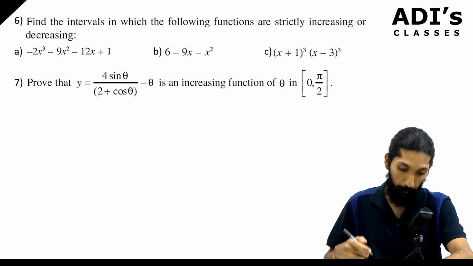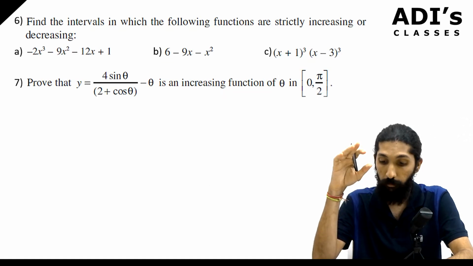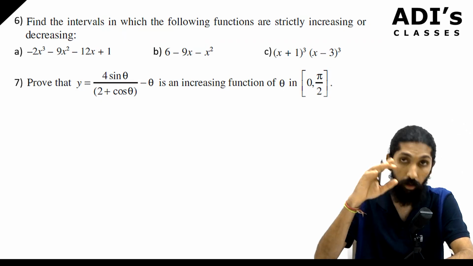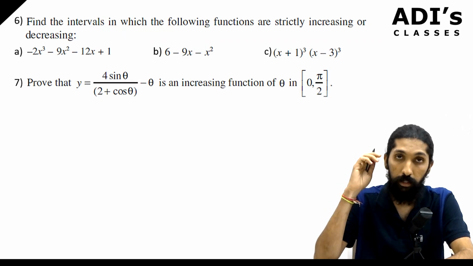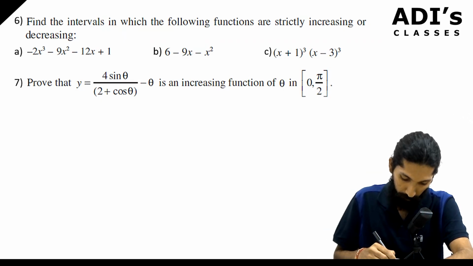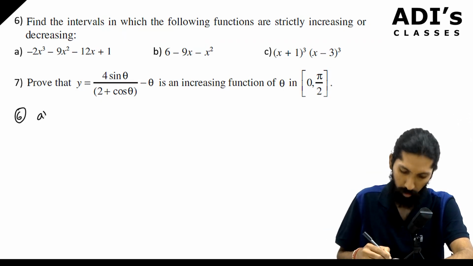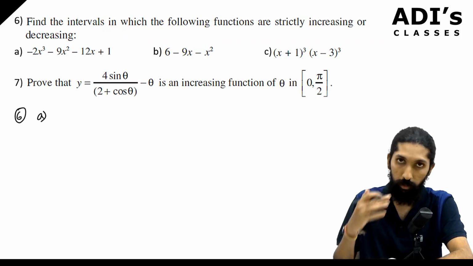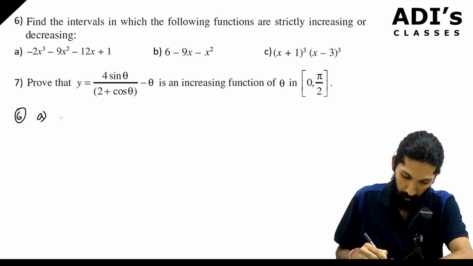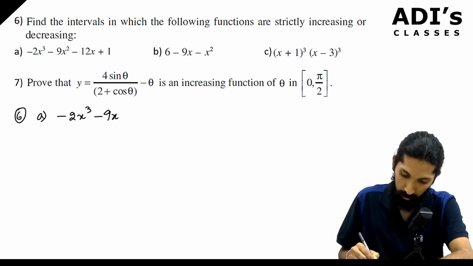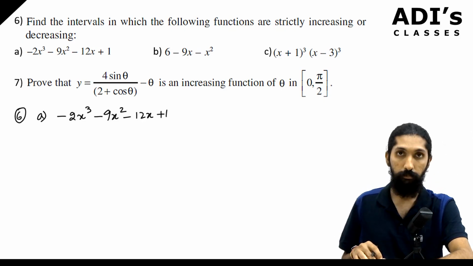See the sixth one. Find the intervals in which the following functions are strictly increasing or decreasing, correct? So we are trying to figure out what is the interval. We have already done one interval type of question, very similar to that. So the first one: minus 2x cube minus 9x square minus 12x plus 1, right?